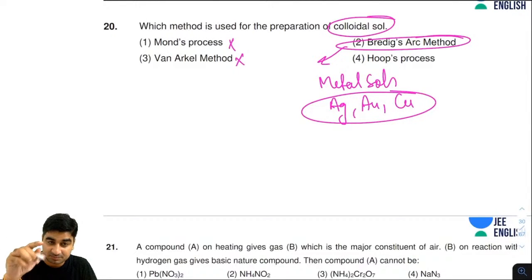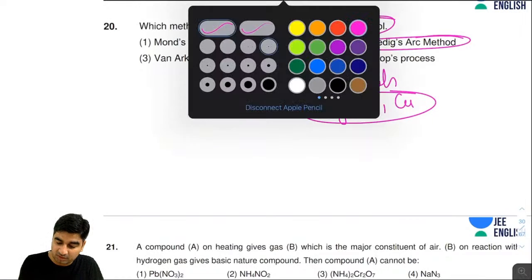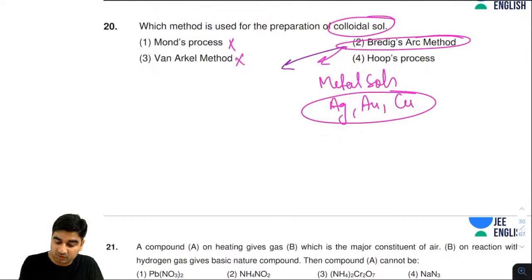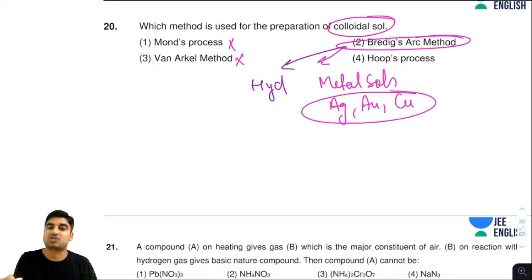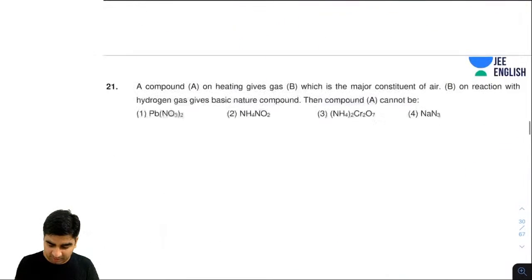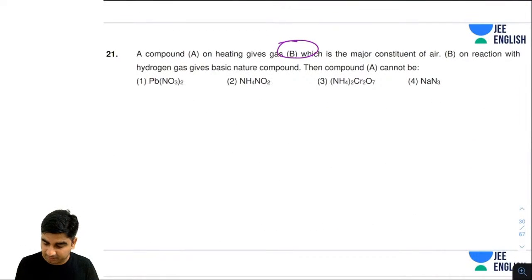Non-metal sols cannot be prepared. And there is one disclaimer in NCERT. Don't use hydrocarbon. Why? Because when you are using hydrocarbon, there will be a cracking sound because combustion of hydrocarbon will take place. Right, guys? So now again there is a problem on major product and minor product.